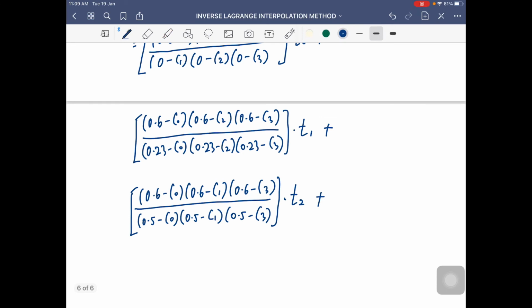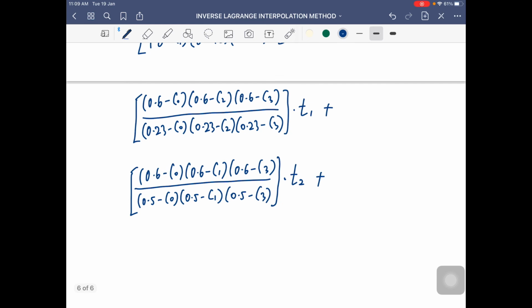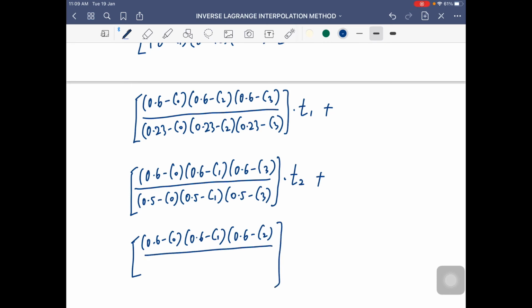Okay, so what I have here, my C3 is 0.67. Alright, so the above one I have 0.6 minus C naught times 0.6 minus C1 times 0.6 minus C2. Alright, and then I divide here with my C3, 0.67 minus C naught, and then 0.67 minus C1, and then 0.67 minus C2, and then I should multiply here with T3.